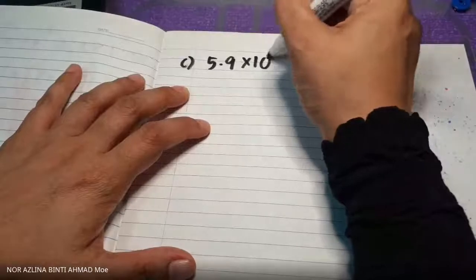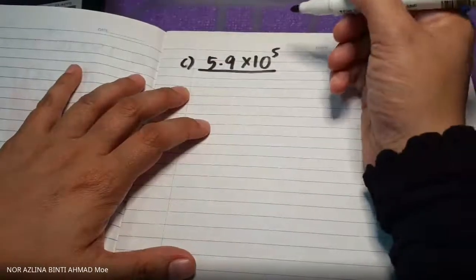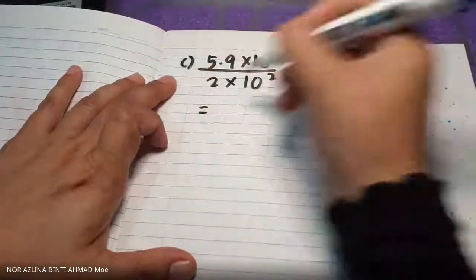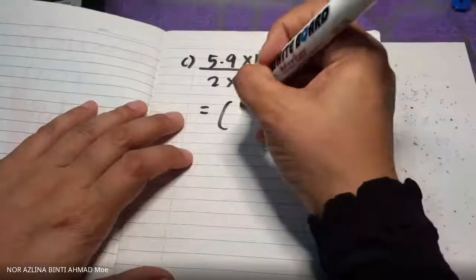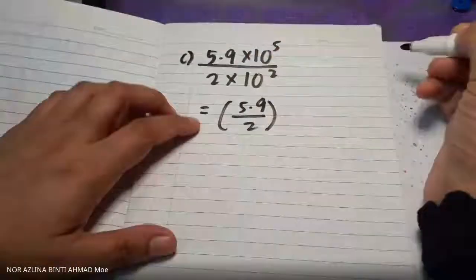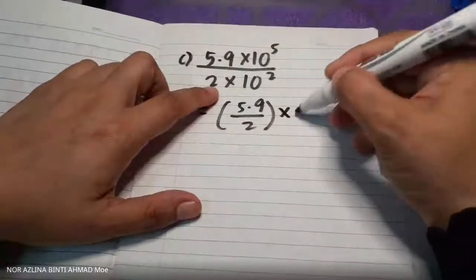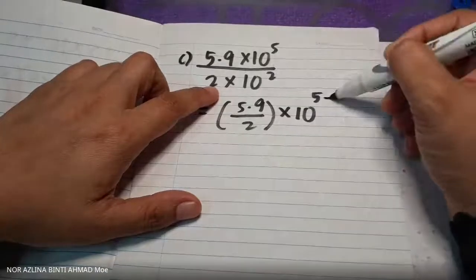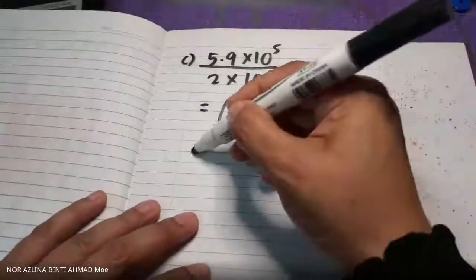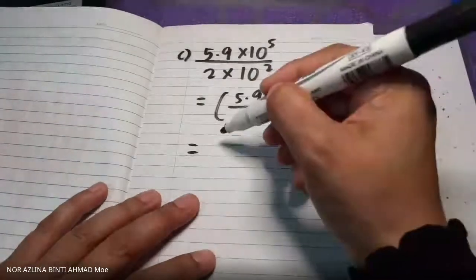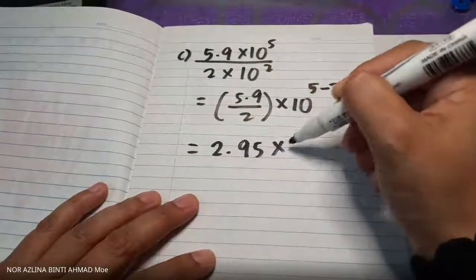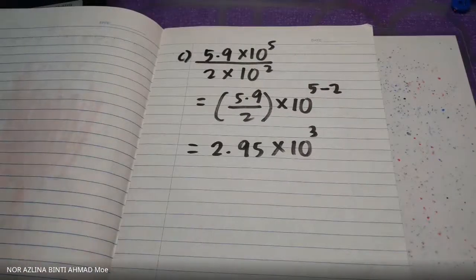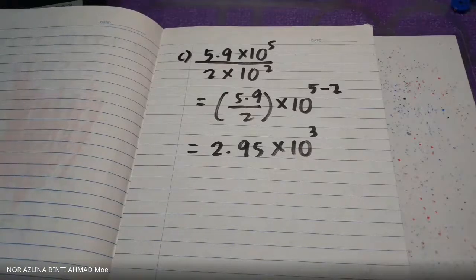5.9 times 10 to the power of 5 over 2 times 10 to the power of 2. Okay. The number you divide first, 5.9 divided by 2. And the index we combine, 10 to the power of 5, and it is division, so we minus 2. 5.9 divided by 2, you get 2.95 times 10 to the power of 3. Straight away, you get the answer.